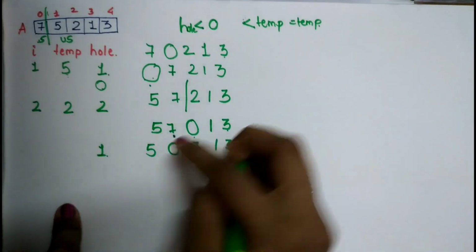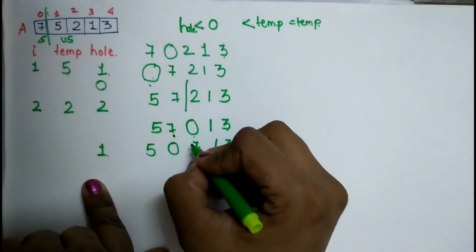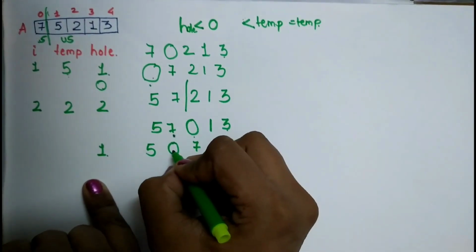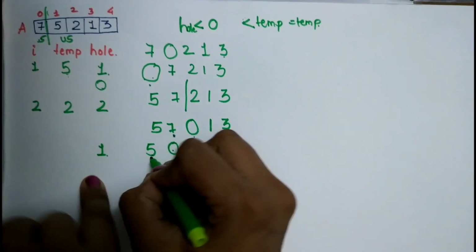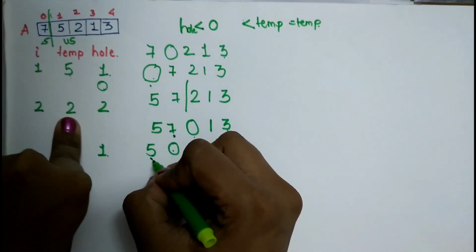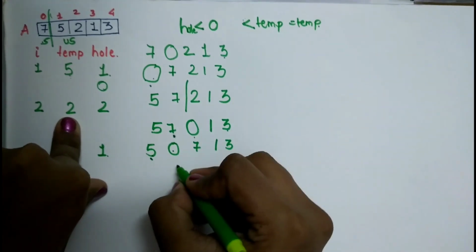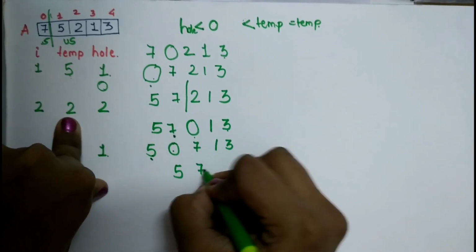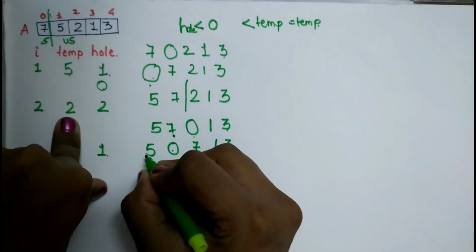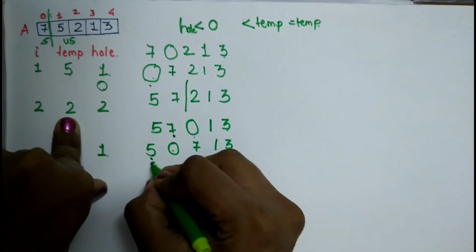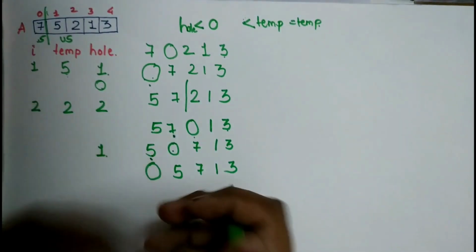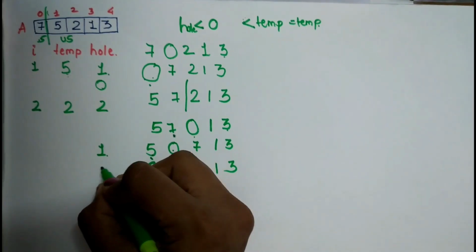1 at index 1. So now I'll compare the previous value of whole, that is 5, with 2. 5 is greater than 2, so it should be moved ahead. 5 will be moved here, 7, 1 and 3. Now whole will come one step backward, here the whole will be created. Now the whole is at location 0.